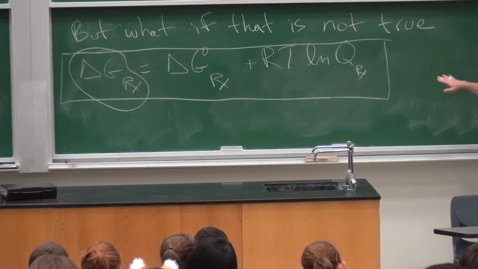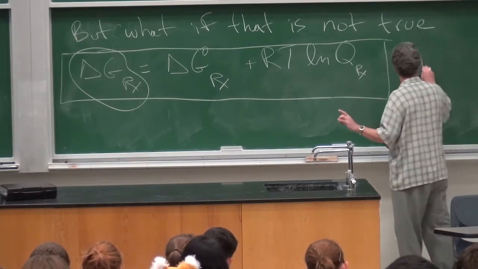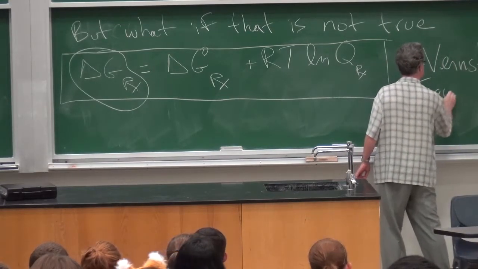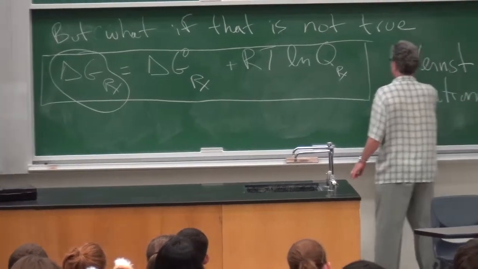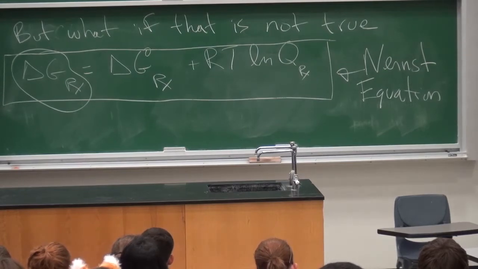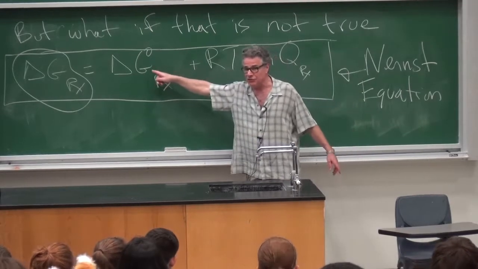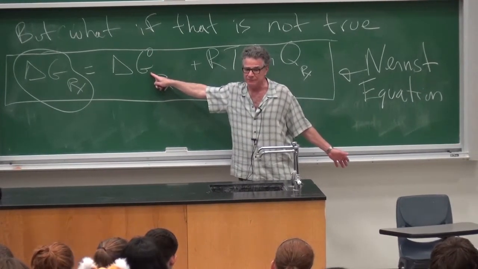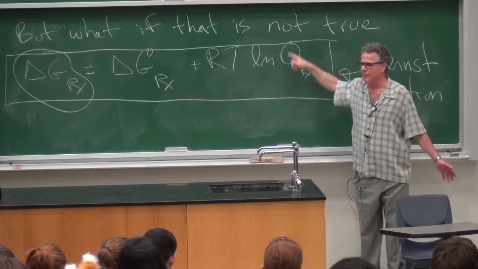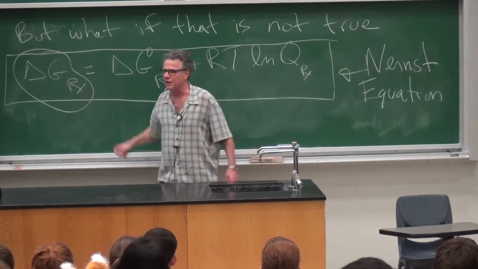And this is a very important equation. When we get to electrochemistry, the next subject, all important equation called the Nernst equation derived from this very simple expression for delta G reaction. So you can plug in any concentrations you want. You can look up delta G naught. You can look that up in a table. Plug in your experimental concentrations, whatever those might be, and boom, you calculate delta G reaction.